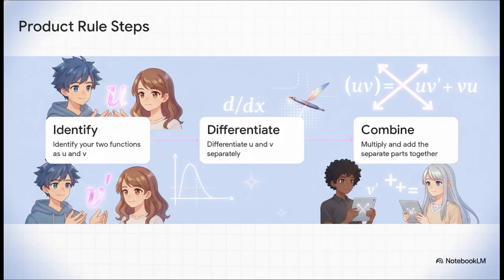We can't just differentiate them normally. We need the product rule. And I've broken this down into 3 super manageable bite-sized steps for you. Step 1, identify your 2 functions. Just call the first one u and the second one v.